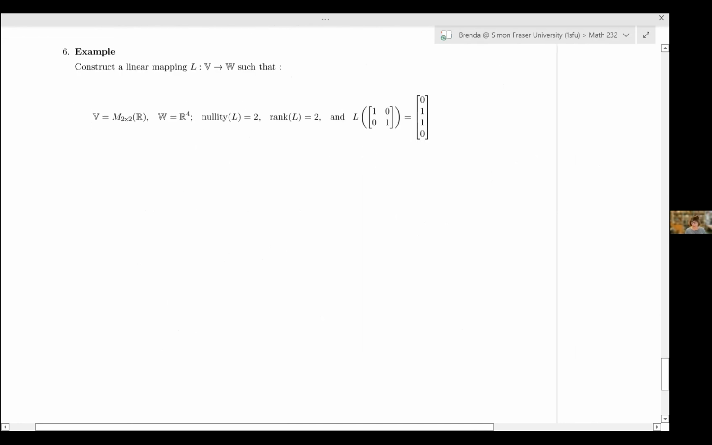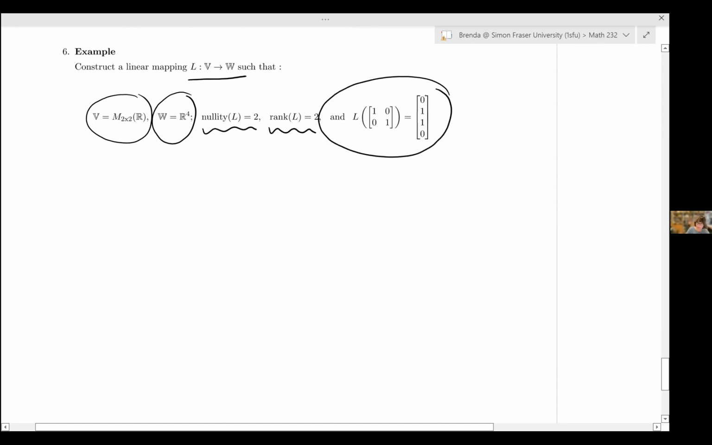This is a hard example, I think, in some ways, and it's just requiring us to think carefully about what we're being told. There's many different answers to this question, but we want to provide a linear mapping such that we start with all 2 by 2 matrices and we end up with a 4-dimensional vector. The dimension of the null space is 2. The dimension of the rank is 2. So we've got 4 constraints, and we want to set up a linear transformation that satisfies all 4 constraints.